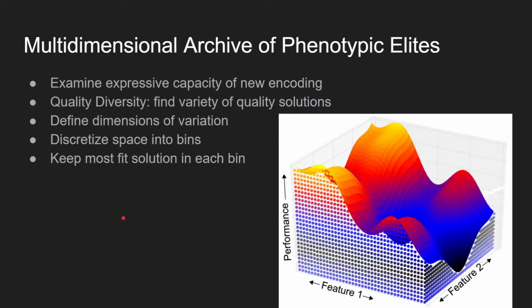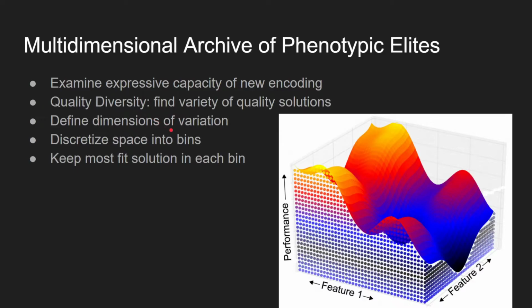The other element of this research is the multidimensional archive of phenotypic elites. This is the evolutionary algorithm we're using. And so rather than use a direct objective-based algorithm, we're using a quality diversity algorithm because we want to see how expressive our new encoding is by seeing how it fills out the space of possible solutions.